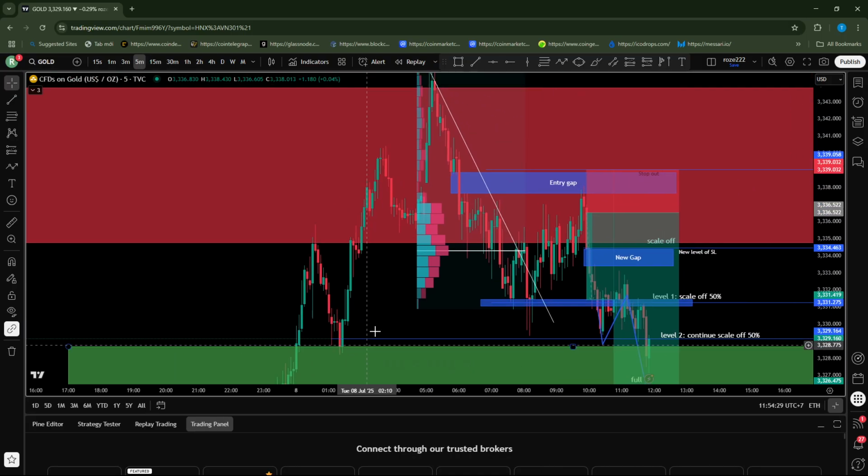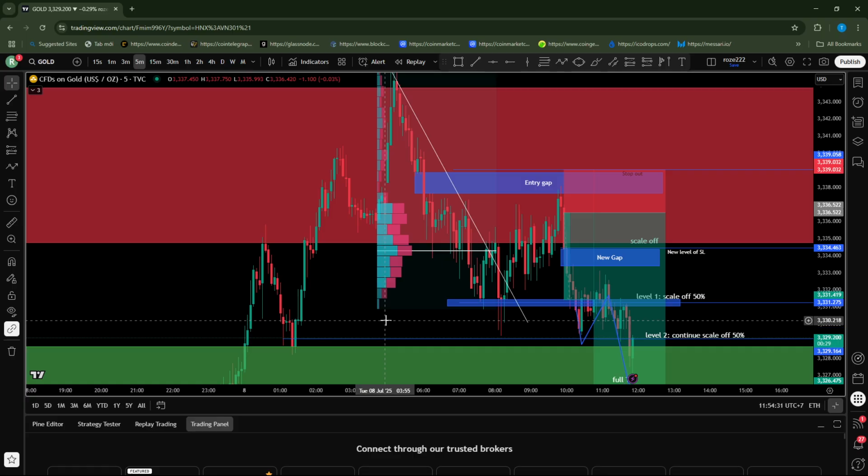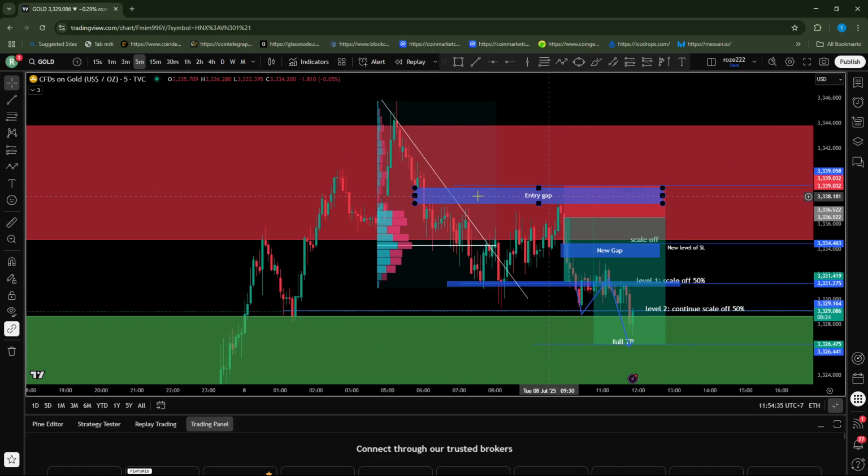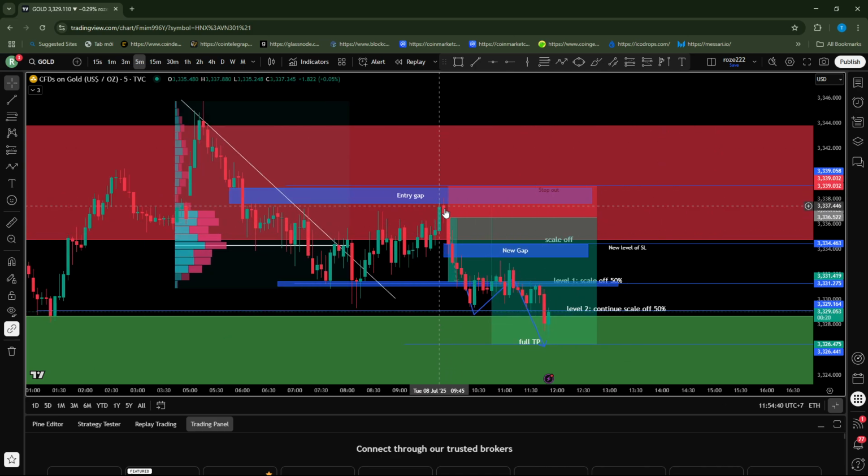And the trade I took was on the 5-minute time frame from the entry gap right here. It's the same entry gap as on the 15-minute time frame, but with more candles, for more confirmation, for more layers to confirm that okay, I will execute this trade.